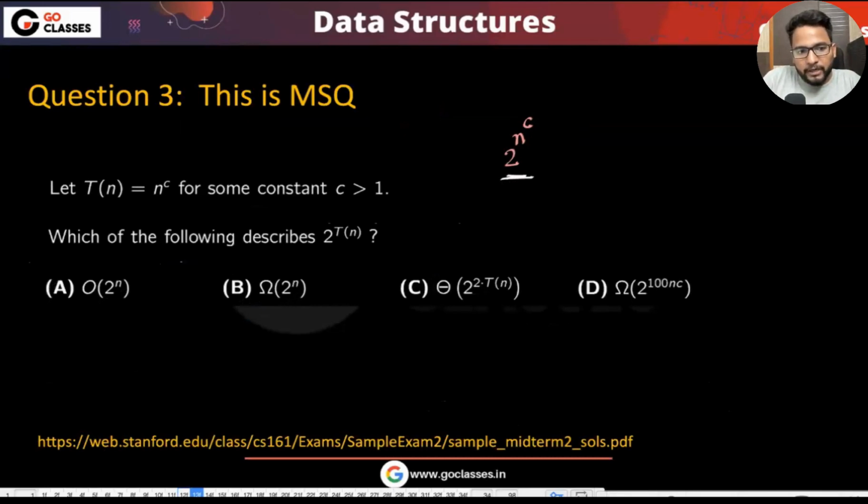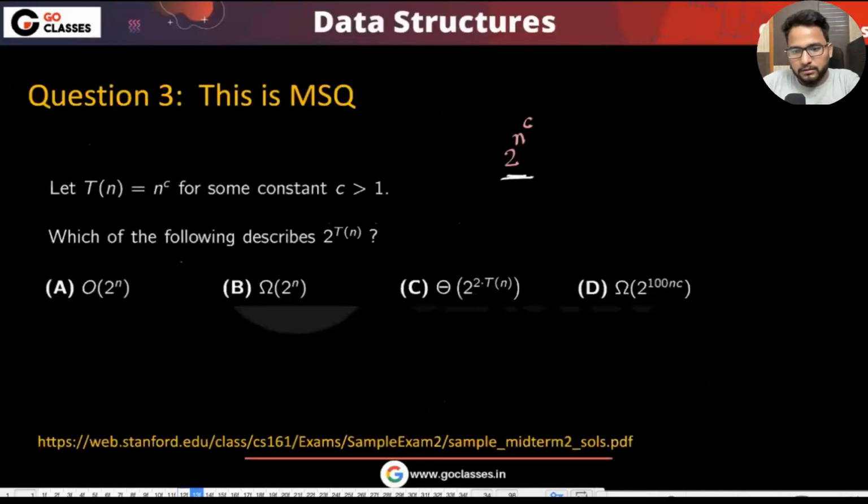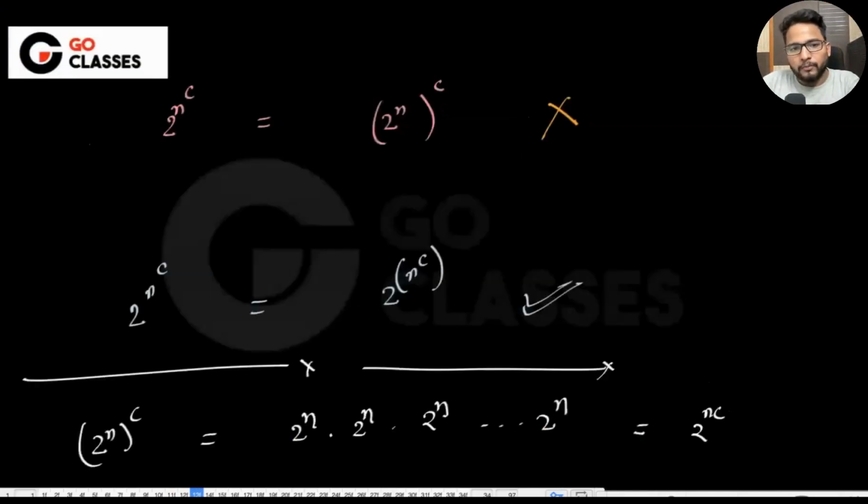So I want to compare 2 power n power c and 2 power n. Let me write versus. So which one is greater? You can take log, and after taking log, you will find that this is strictly greater, right? So since this is strictly greater after taking log, you can do this.